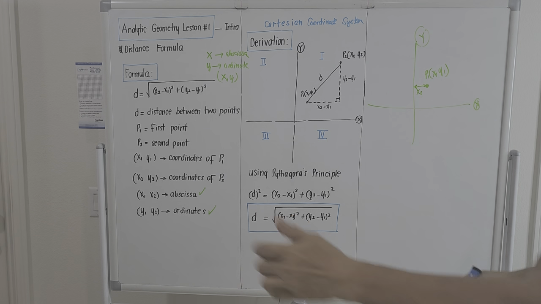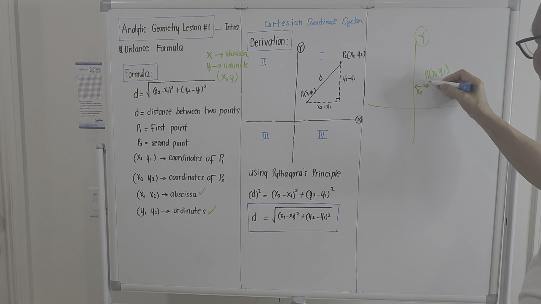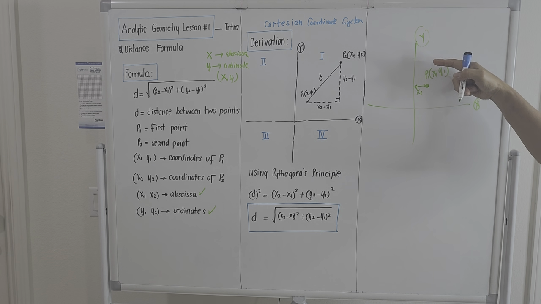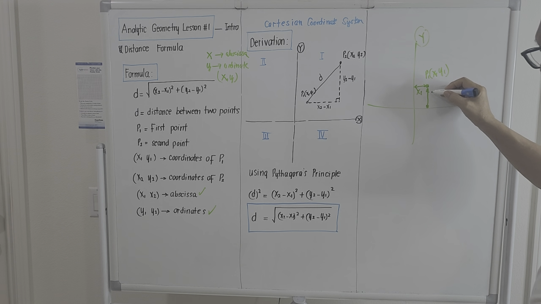Okay? And what is ordinate? If we try to define ordinate, like this one here, if this is point number 1 and the coordinates will be x1, y1, this will be the ordinate. This is y1.